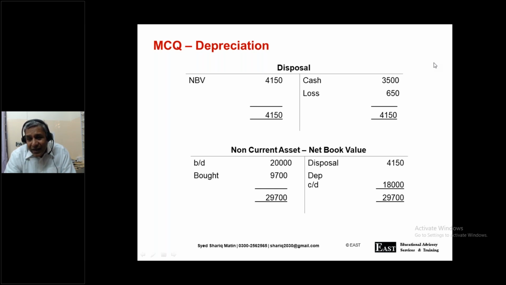Now I made the non-current asset account. Opening balance is 20,000. Purchases is 9,700. That makes it 29,700. Disposal is 4,150, which I just calculated, and the closing balance is 18,000. So the missing figure is the depreciation charge for the year. Right, Anusha, let me know if it is okay with you. Dua, Lare, Haris, Maria.